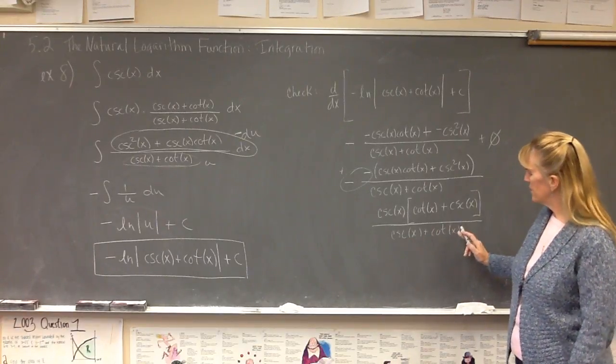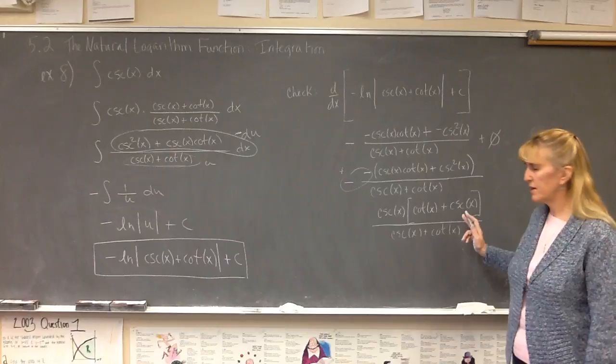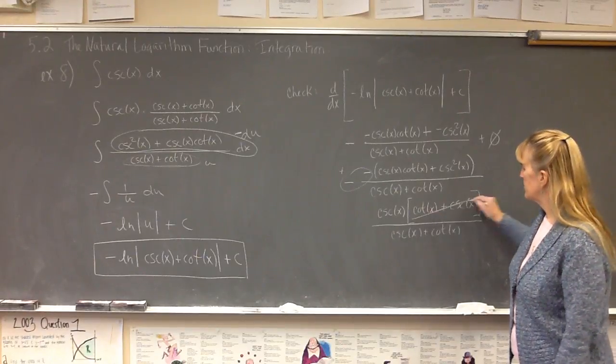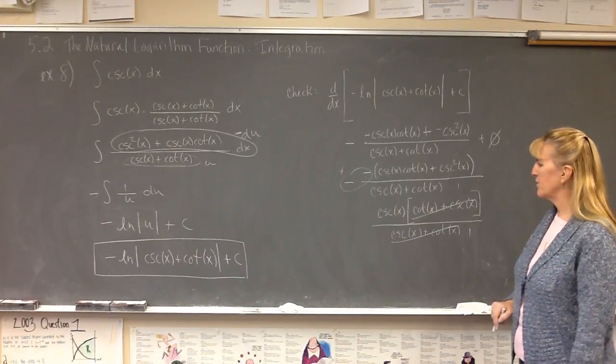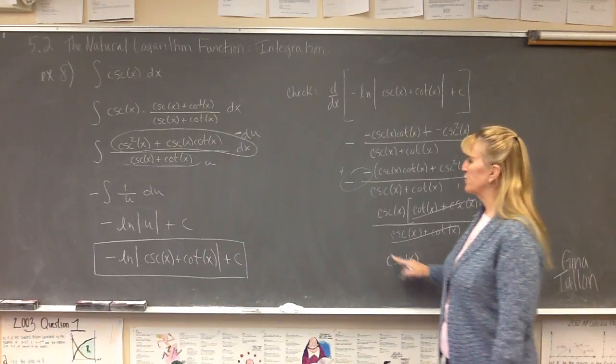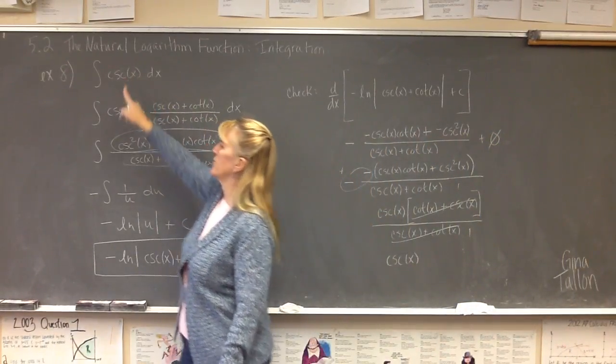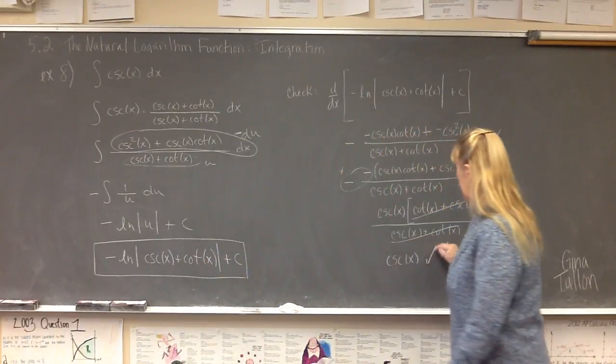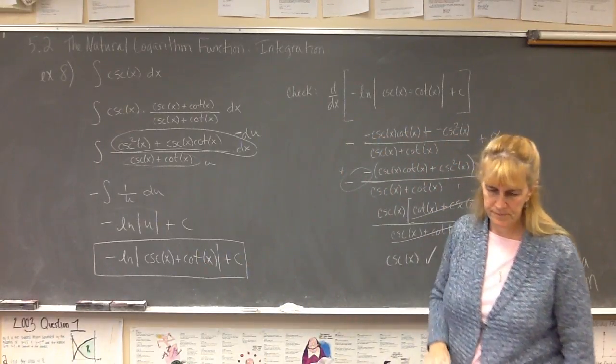And your denominator is the same thing as what's in these brackets up on the numerator. It's just turned around. So this can divide off and give you 1s, and you're left with cosecant of x, which was the original question way up here for my integrand. So this checks, and I'm good to go.